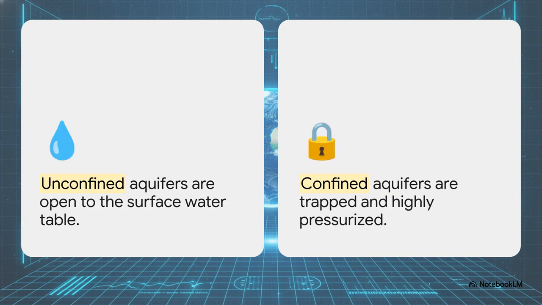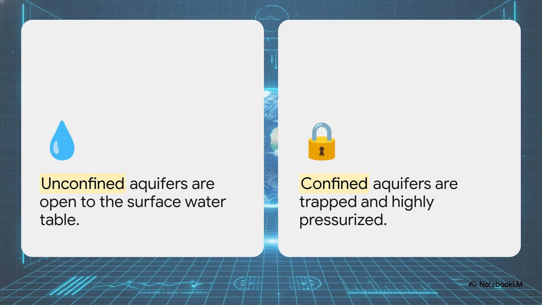An unconfined aquifer is entirely open to the surface. Water simply infiltrates down from rain or streams, and the top of this saturated zone is what we call the water table. A confined aquifer, though, totally different beast. It is sandwiched tightly between impermeable layers of rock or clay called aquitards. And because the water often recharges at a much higher elevation far away, this trapped system gets highly pressurized. If you drill a well and breach that pressurized zone, the water is forcefully pushed upward by what's called the potentiometric surface. That creates a flowing artesian well.